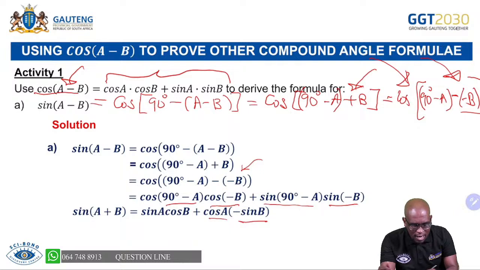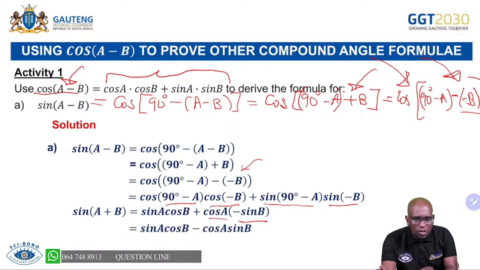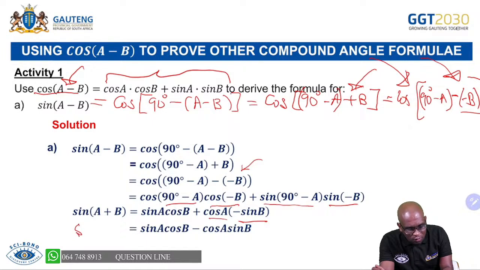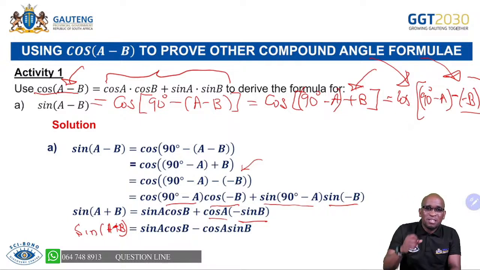So we can take a step further here. We get that this is cosine A cosine B minus cosine A sine B. And that would then mean that we were successful in terms of what? Deriving the other three. Remember, those three derivations are examinable.